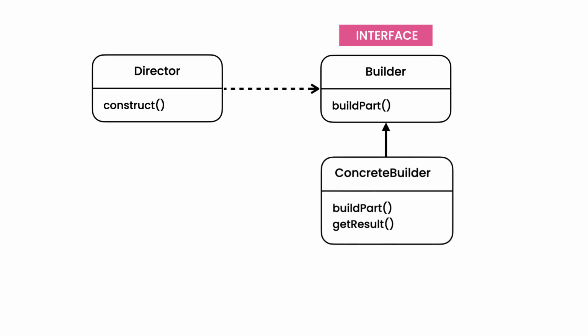And then we have concrete implementations of this interface for various representations of that object. This concrete builder is like our PDF document builder, okay? So this is the builder pattern. Next, we're going to implement this in code.